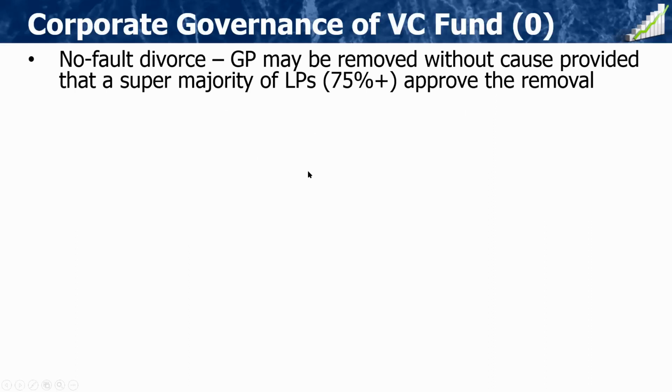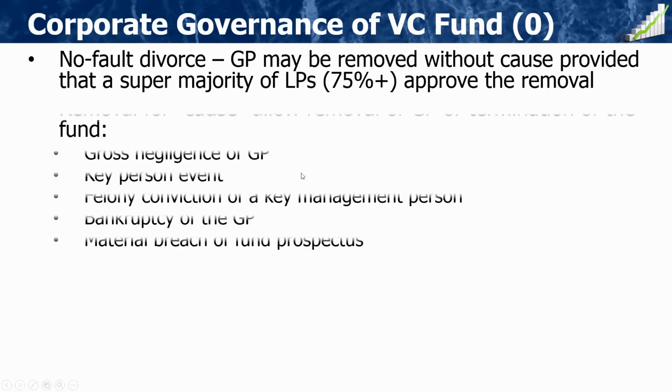Let's talk about corporate governance of a VC fund. It's more of a legal thing, maybe not so exciting to listen to, but I will try to be short. It's something you still have to know about. First of all, no fault divorce. The general partner who is managing the fund might be removed without cause by the majority of limited partners. This might be a situation when the investors don't want him anymore, and they vote, okay, get out.